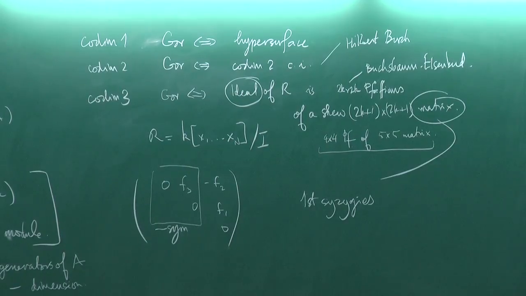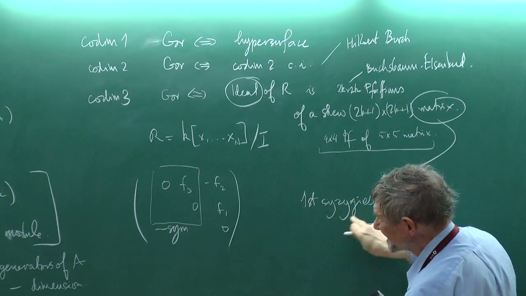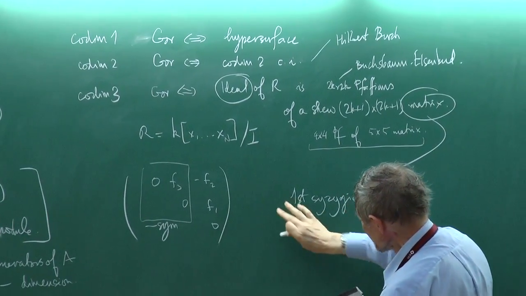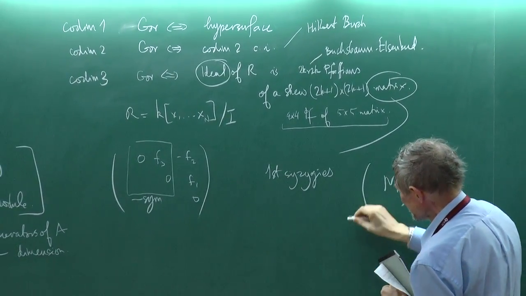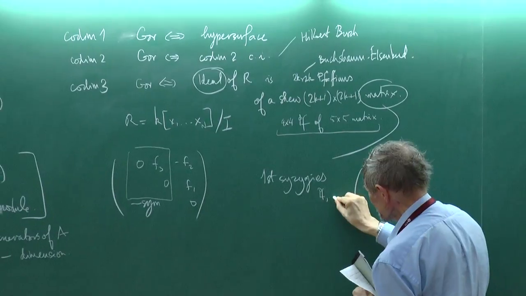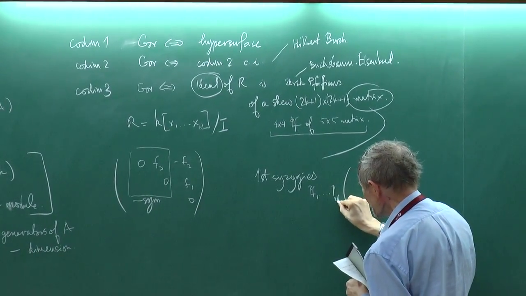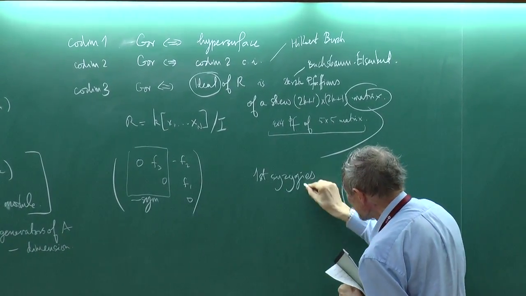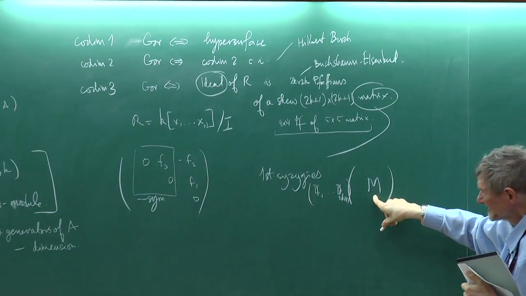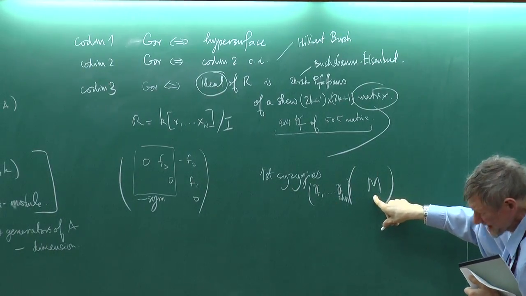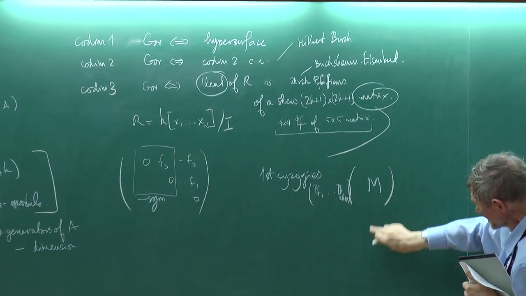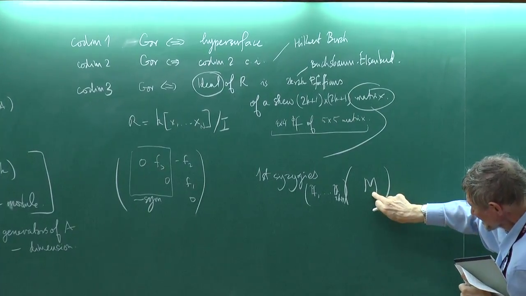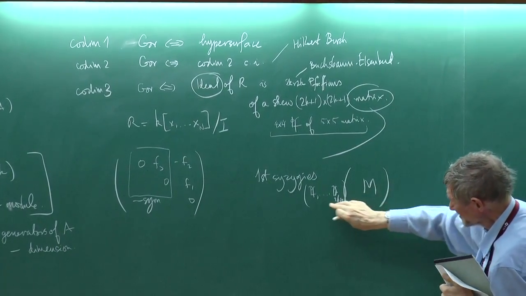So there's a kind of moral here, which is that the first syzygies already know the relations. I've got a matrix here which is skew, and the entries for 1 up to 2k plus 1 are the kernel of this matrix. Yes, that's just Cramer's rule, the skew-symmetric version of it. In other words, the matrix of syzygies tells you immediately what the Pfaffians are.